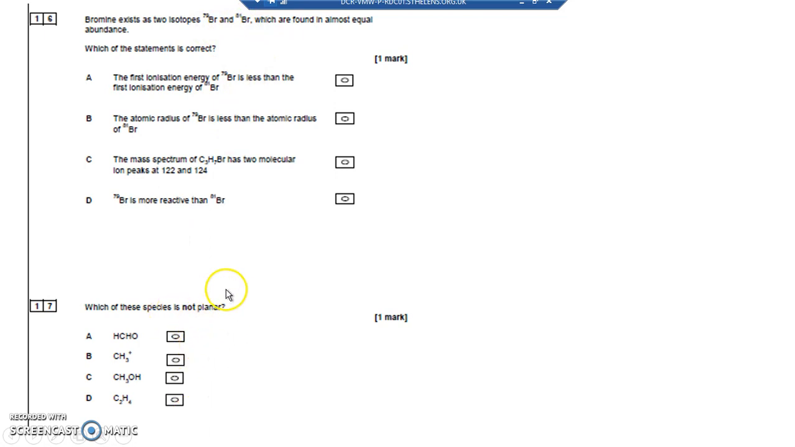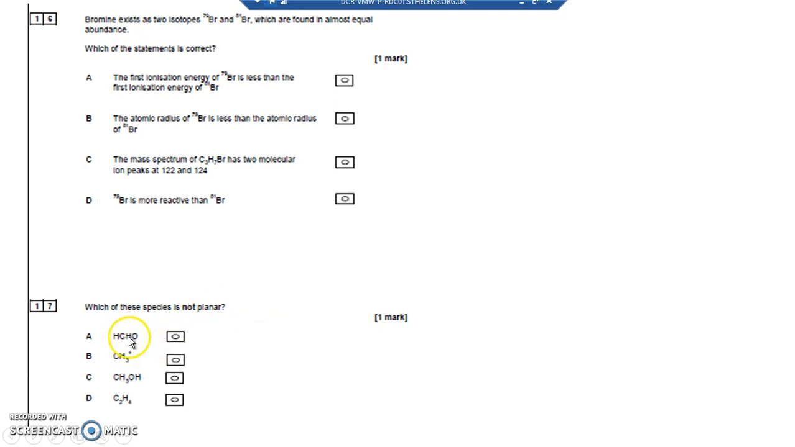Which of these is not planar? So planar happens if there's 3 bonds off a carbon. As soon as there's 4 bonds off a carbon, then it becomes tetrahedral in shape. So in other words, which one is not planar, not have 3 bonds, which has 4 bonds?